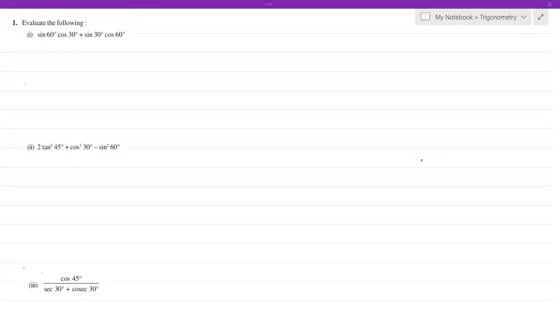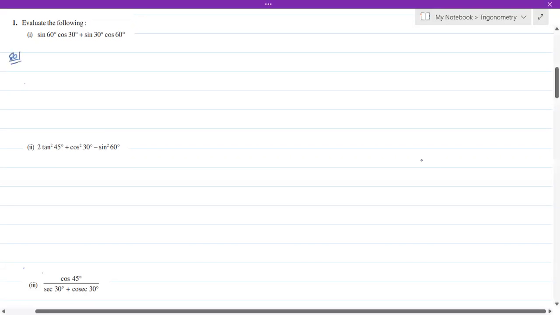Okay, students, let's start with the problems. The first problem is evaluate the following. That is, we have to find the value. So sine 60 degree, cos 30 degree plus sine 30 degree, cos 60 degree. So let's do that. It's very easy.